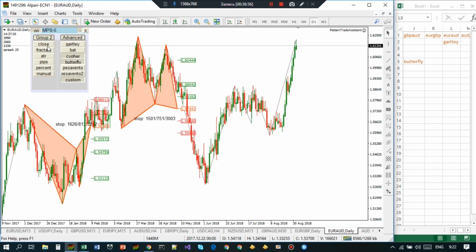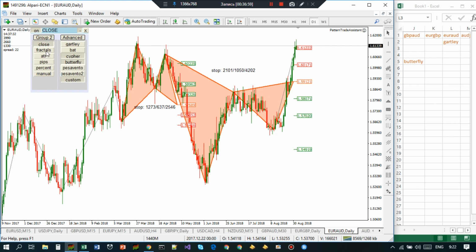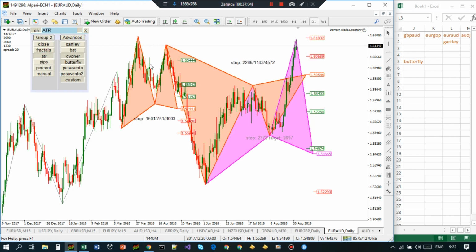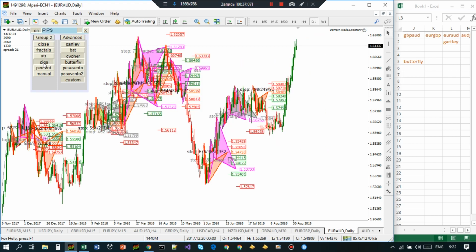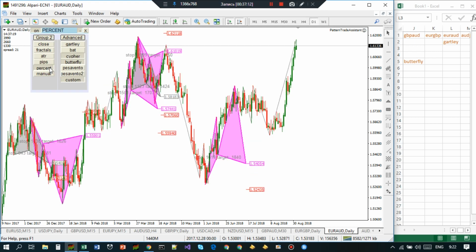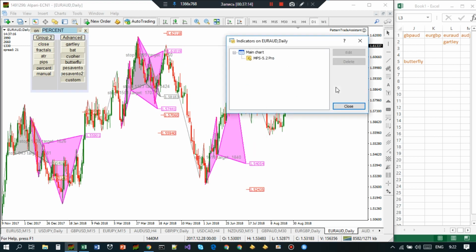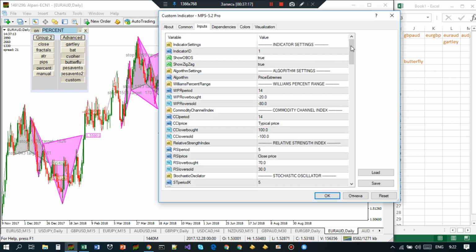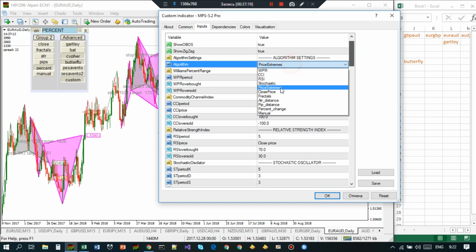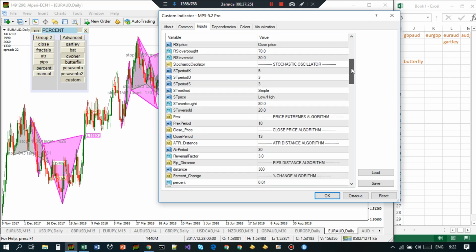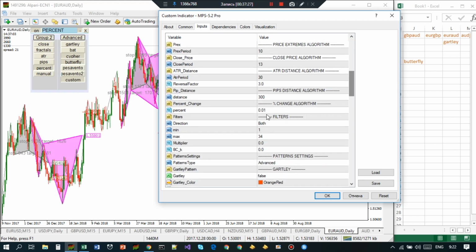Okay, you can also switch to group 2 and try some other algorithm. It is also seen by the close price algorithm, not fractals, by ATR algorithms, pip distance, where you should set the pip distance, and percentage. Let us set the percentage. I like the percent algorithm on dailies. So go to percent, and the distance, percent change, is set to 1%. 3% change would be very nice.